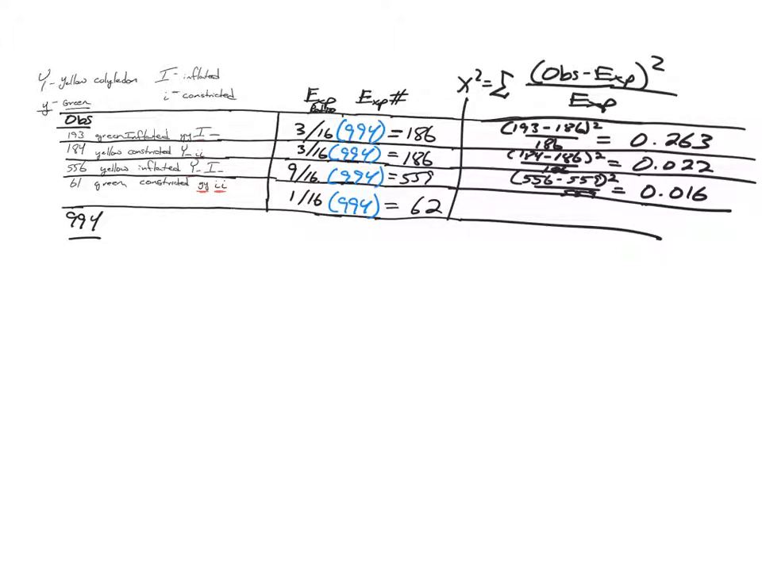Okay. And here we have 61 minus 62. That's going to be a negative number. Doesn't matter. We're squaring it. And divided by 62 is what? I heard a lot of mumbling. 0.016. 0.016 again? Wow, that's interesting.